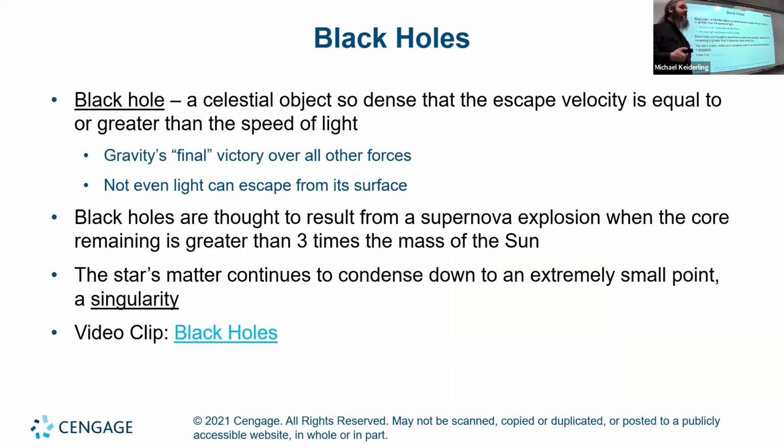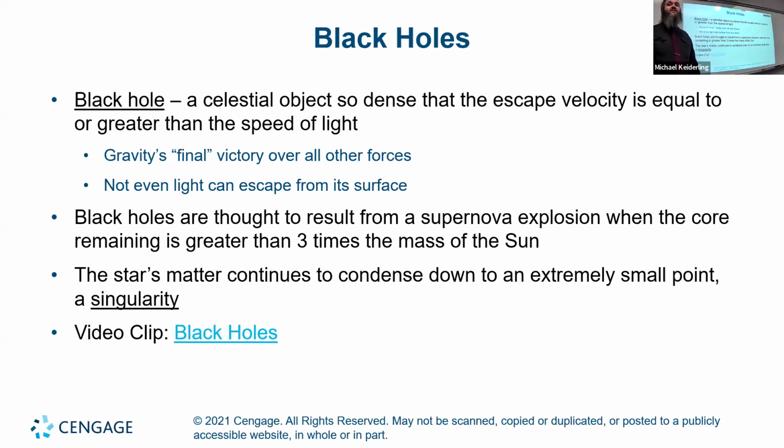Now, if an object is too big, if the core of a star is too big, you get what's called a black hole. So a black hole is an object where the escape velocity is equal to or greater than the speed of light. This is the point where gravity wins. And not even light can escape the surface of a black hole. So black holes are thought to result from a supernova explosion when the core remaining is more than 3 times the mass of the sun.